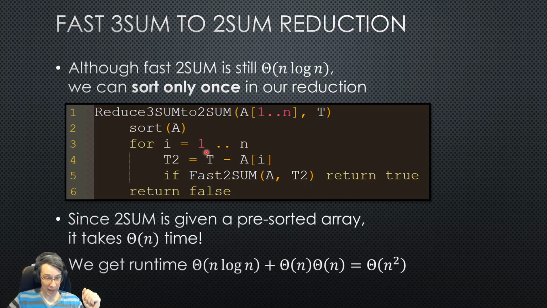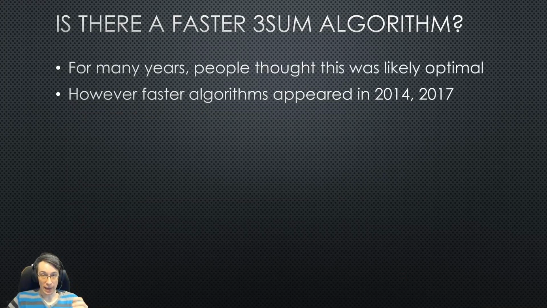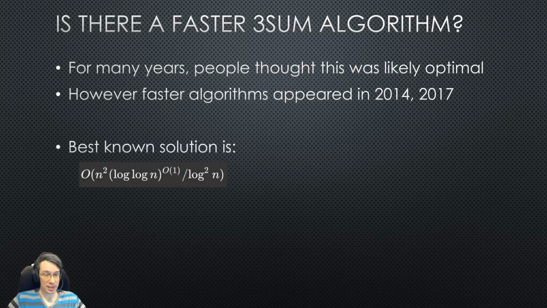Well, we have a loop here for i equals 1 to n. And for each of those iterations, we're doing linear time inside the loop. So this is n squared time, and then the sort at the beginning is n log n. So n log n plus n squared is just order n squared. So this is a theta n squared time three-sum algorithm. And for many years, we didn't think that we could do any better. We thought this was probably an optimal algorithm. But it turns out faster algorithms actually appeared in 2014 and 2017.